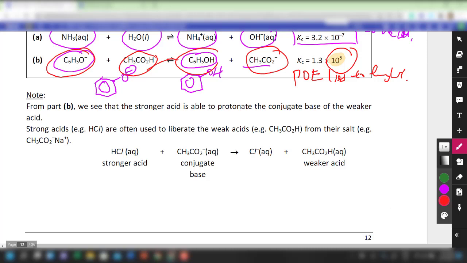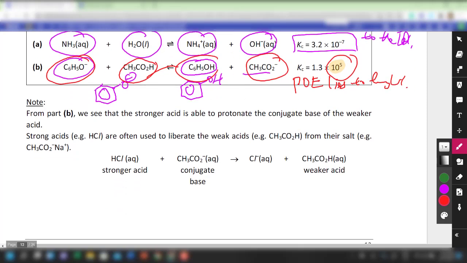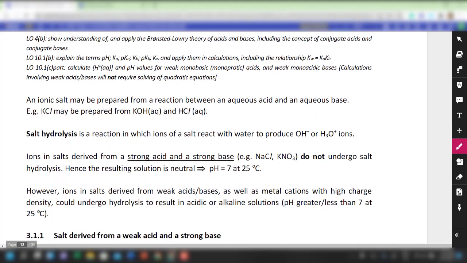If you're still confused, think about it. I think exercise 2.9 is a very good exercise for you to think about some of these cases. With that, we'll end off section 2. We are going to look at section 3 on salt hydrolysis next.